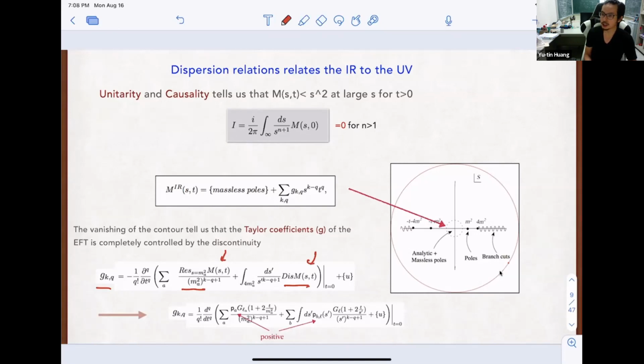This expansion is controlled because if you assume that your UV theory still respects Lorentz invariance, then the residue or the discontinuity can be expanded in Gegenbauer polynomials, or in four dimensions, Legendre polynomials. In particular, this expansion must be positive when the external states are identical, and this positivity is essentially what we mean by unitarity.